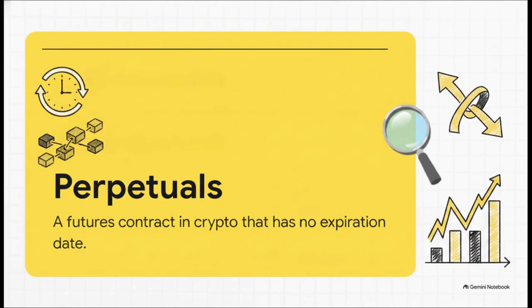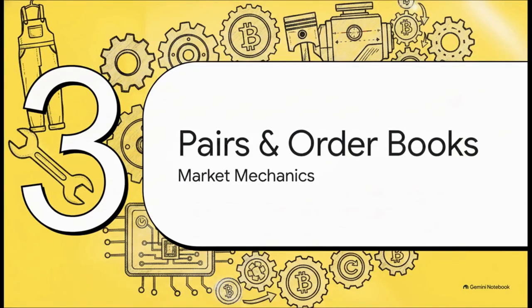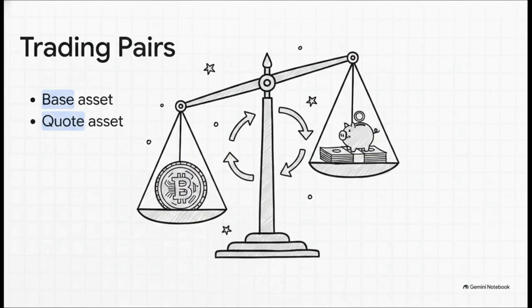Section 3, mechanics, pairs and order books. So, we know where we're trading, and we know what we're trading. Now it's time to put on our mechanics overalls, get under the hood, and look at the actual engine driving the exchange. First off, assets aren't just traded in a vacuum. They're traded in pairs. Think of a pair kind of like a fraction. The first currency listed is your base asset. The second one is your quote asset. So if you look at the pair BTC/USDT, Bitcoin is the base and Tether is the quote.